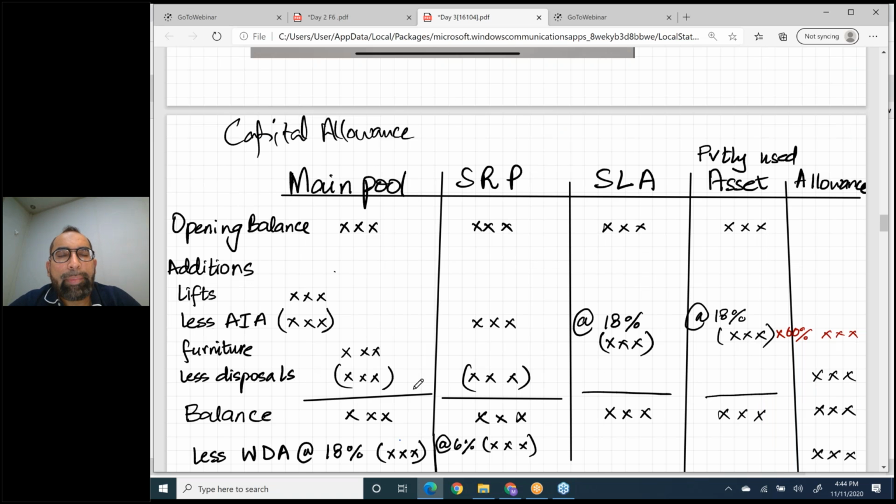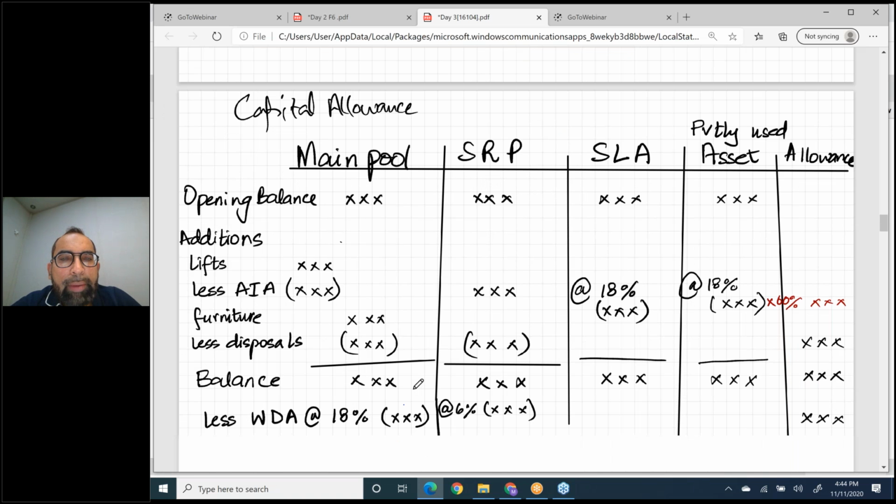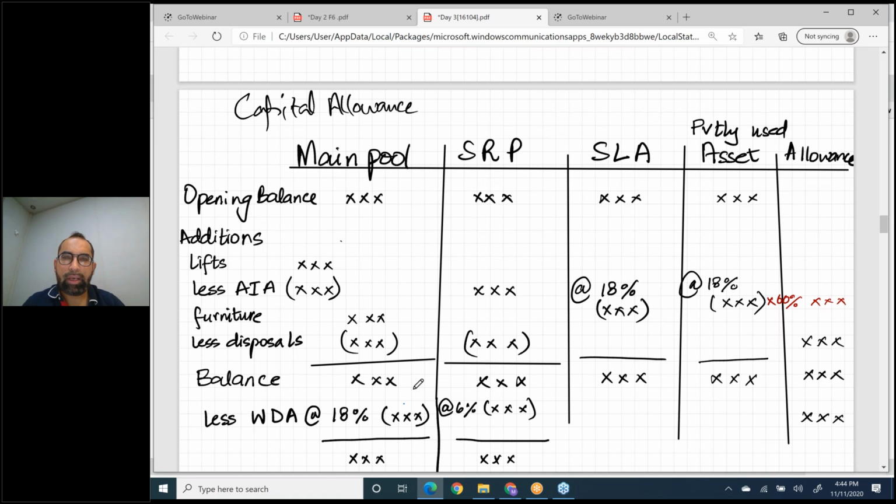Now, a summary of capital allowances. Listen. Normally, when we go to the tax department for capital allowance, they don't allow capital allowances on a single asset. They say, bring a complete combination of assets. So normally they allow it with a pool. There are two pools in our courses. One is the main pool or general pool, and the second is the special rate pool.